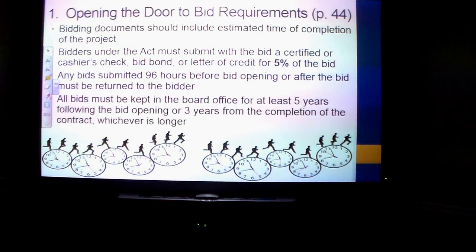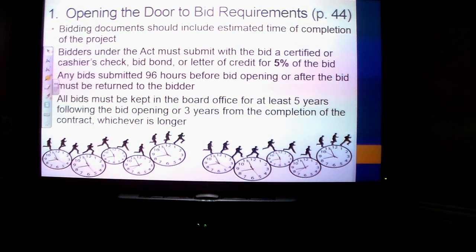So you must, with the bid, have a certified check, letter of credit, or something for 5% of the bid. If a bid is submitted 96 hours before opening or after the bid, it has to be returned to the bidder. That's in order for them to have transparency and make sure everything is done correctly.